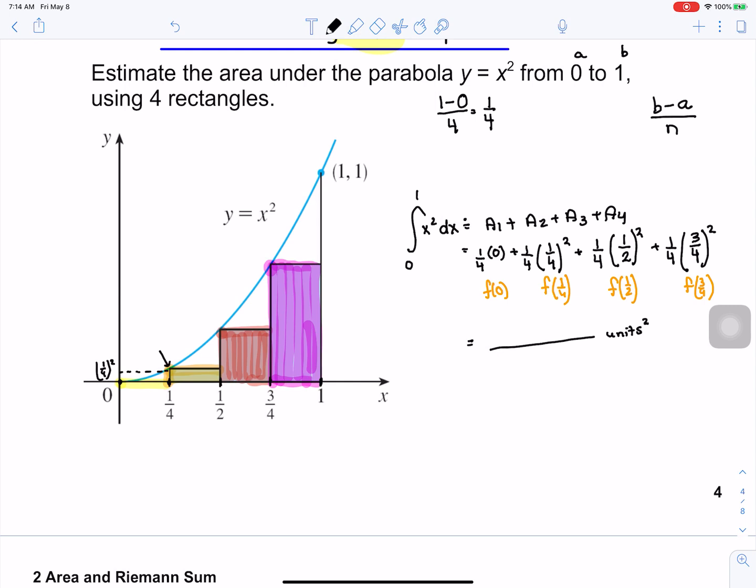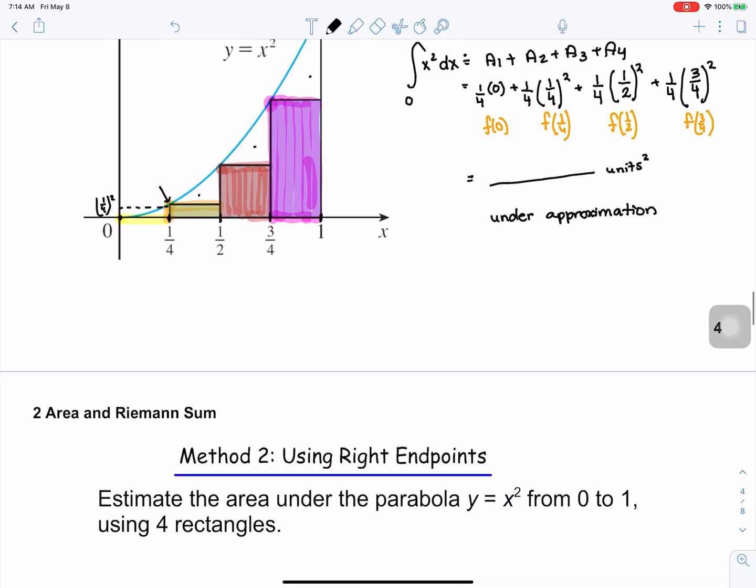Is my answer going to be bigger or smaller than the actual area? Well, there's all this white space I haven't counted, so we're going to say that this is an under approximation to the actual area under the curve. The value I'm getting is smaller than the actual area under the curve.